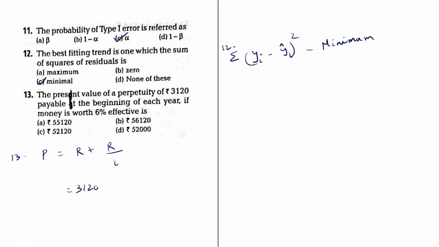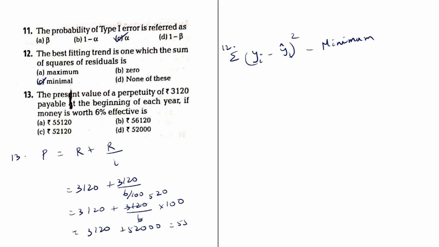So this is 3,120 plus 3,120 upon 6%. It is 6 by 100. So this is 3,120 plus 3,120 upon 6 into 100. This is 520. So here 52,000 plus 3,120. It is 3,120 plus 52,000. It is 55,120 rupees. So the correct option is option A. 55,120.